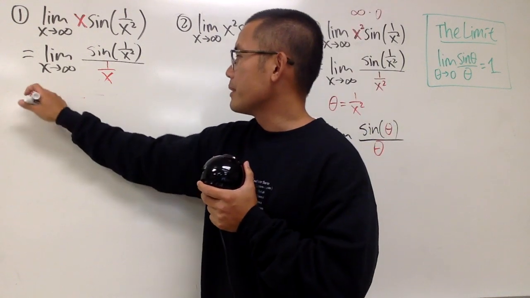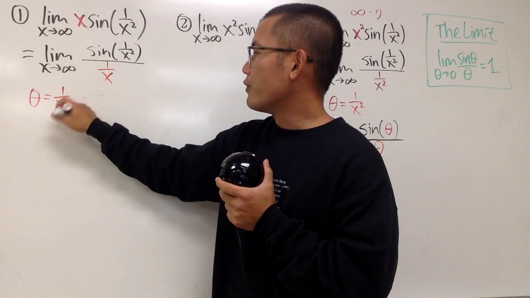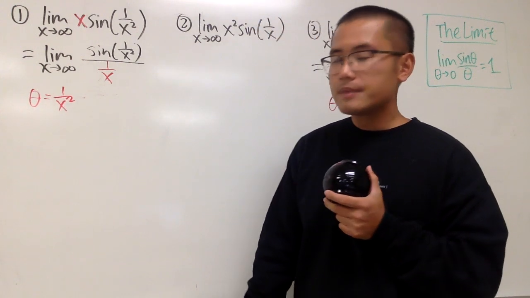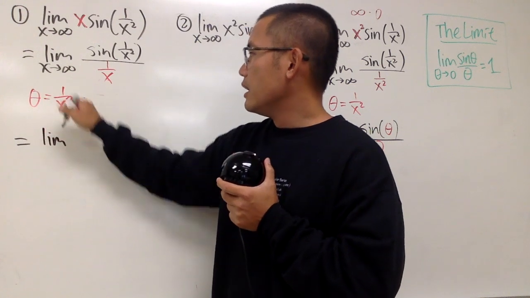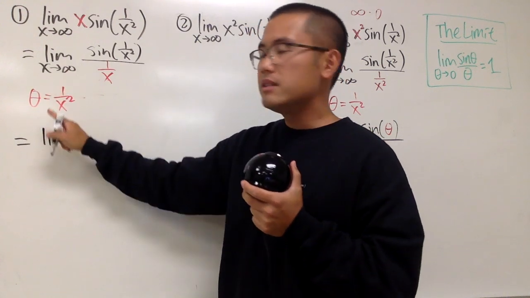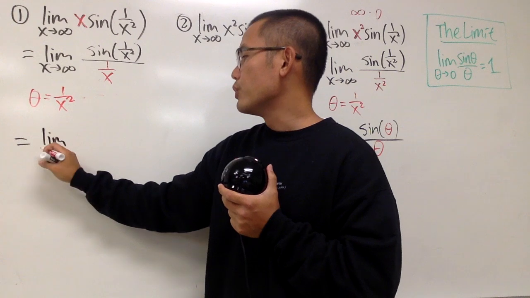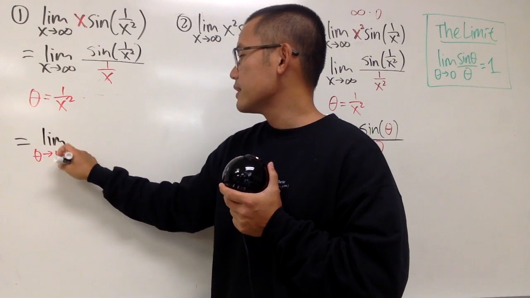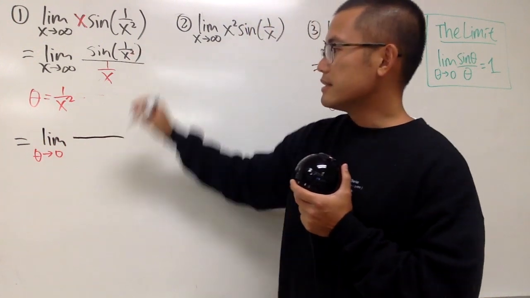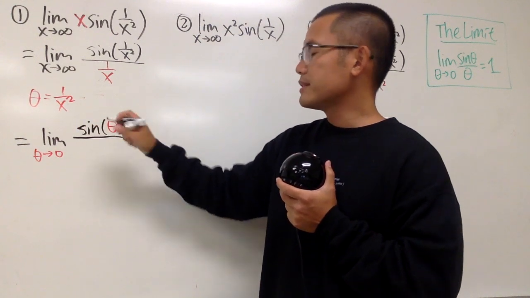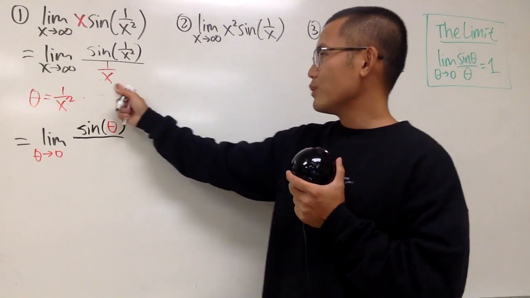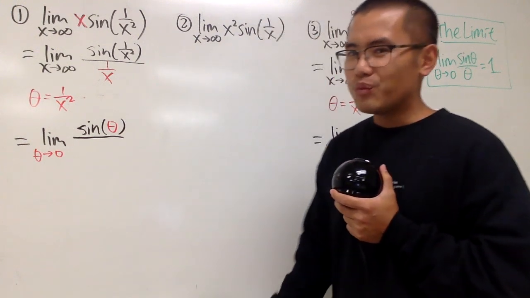So let's see what will happen. Let theta equal 1 over x squared, right? Again, same speech. Here we will get the limit. Earlier we had x approaching infinity, so now theta will be going to 0. That's very nice. On the top, we have sine of theta. That's great. Then, what do we do on the bottom though? We have 1 over x.